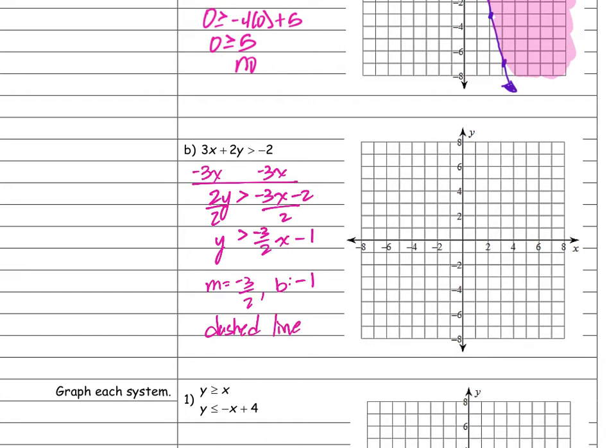Okay, so let's see. I'm going to start at -1. And I'm going to go down 3, and over 2, repeating that pattern. Okay, and it's dashed.